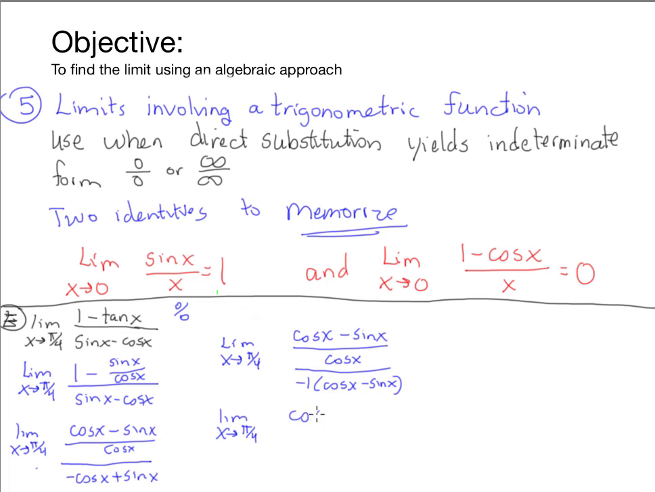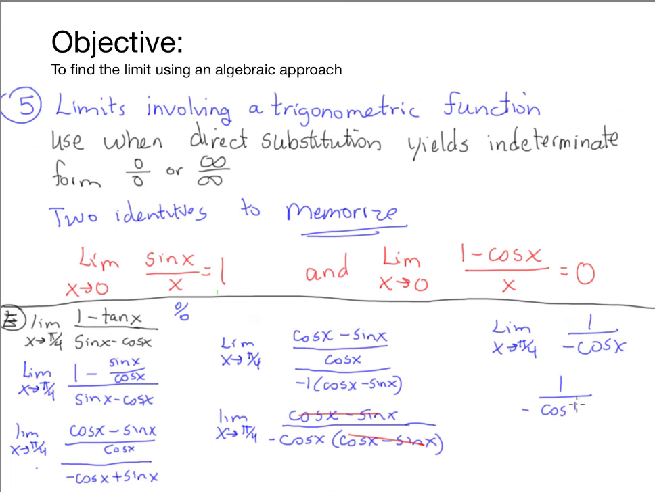When I do a fraction of a fraction, this is going to end up with cosine of x minus sine of x divided by negative cosine of x times cosine of x minus sine of x. Now those products of cosine of x minus sine of x can cancel out from the top and bottom. So I'm left with the limit as x goes to pi over 4 of 1 divided by negative cosine of x. And now I don't have division by 0, so I can do direct substitution. I recall from my unit circle that cosine of pi over 4 is square root of 2 over 2. Our final answer is negative the square root of 2.